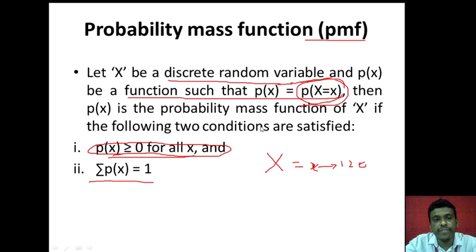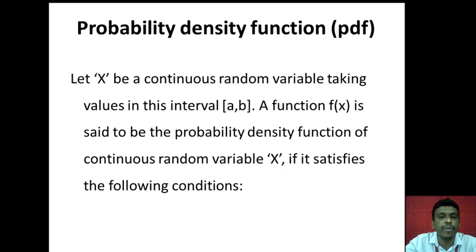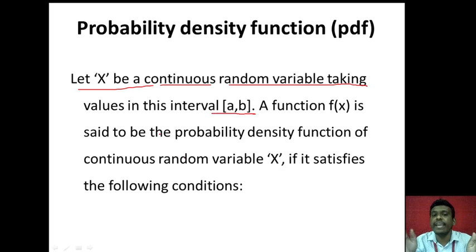For continuous random variable, we have the second concept, that is probability density function. So what is probability density function? Generally this is not asked in your examination, but because it is there in the syllabus, I am explaining this part. Let x be a continuous random variable taking values in the interval a and b. Now I am talking about an interval a and b. So between a and b, any value it can take. I am not saying it will take whole numbers only, like 1, 2, 3, 4. I am saying it can take any value between a and b.